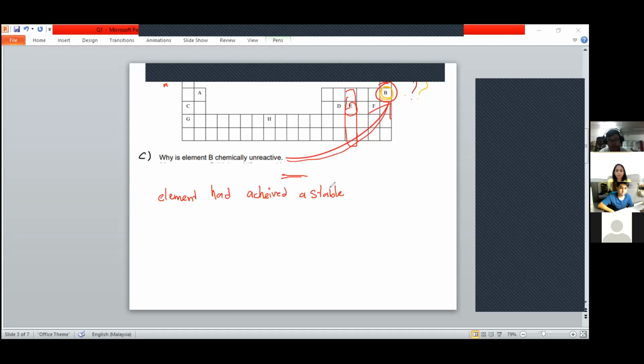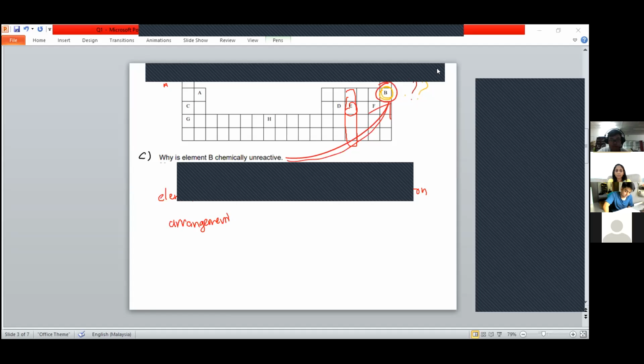Actually, teacher would prefer you say the word atom and not element here. Okay, sorry. Okay? Try not to use the word element if possible. Fahmi, cancel the word element, put the word atom.